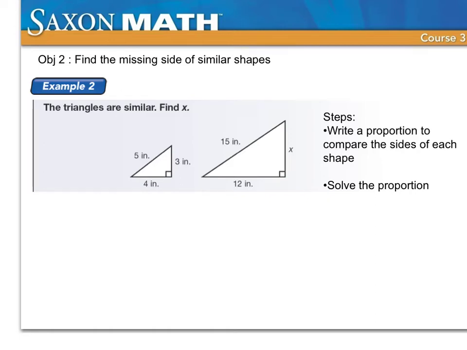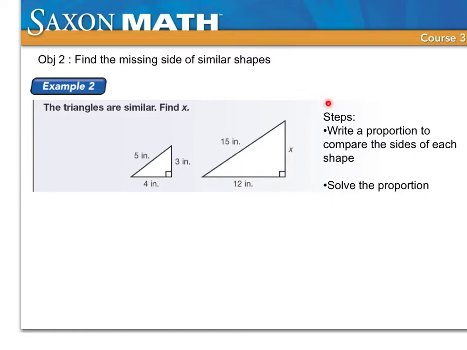Okay, now objective 2 is to find the missing side of similar shapes. So example 2 says the triangles are similar. We need to find out what x is. Okay, so what do we know about similar shapes? We know that their corresponding angles are congruent, and we know their corresponding sides are proportional. Okay, so that means 15 and 5 should be proportional with 4 and 12, and 3 and whatever x is.